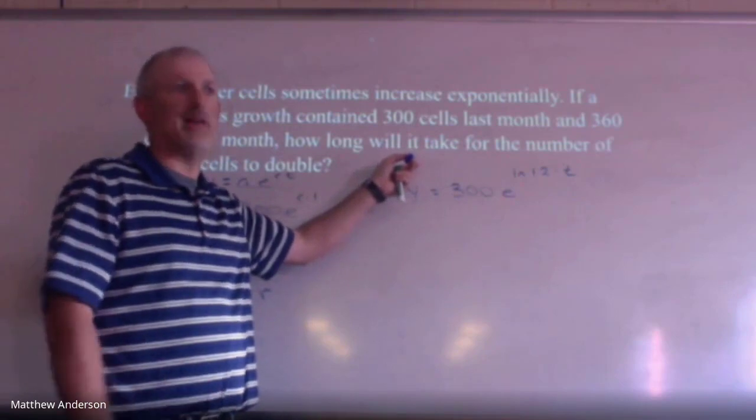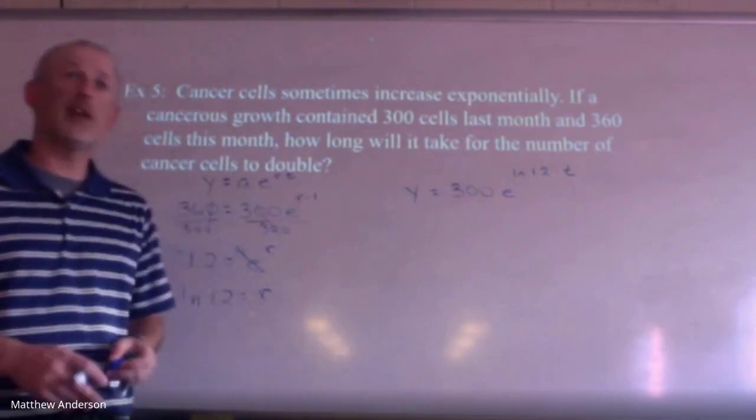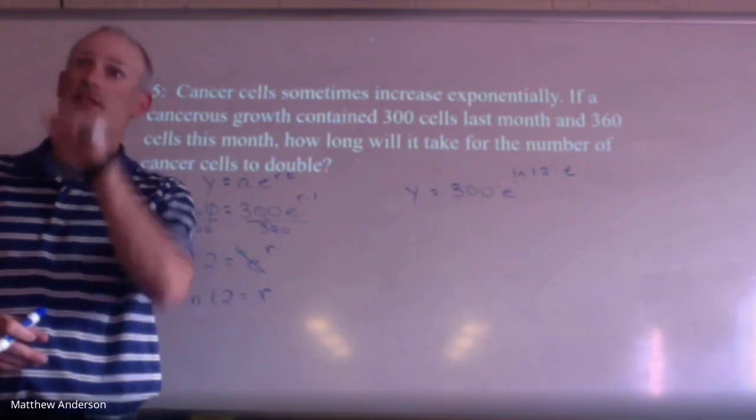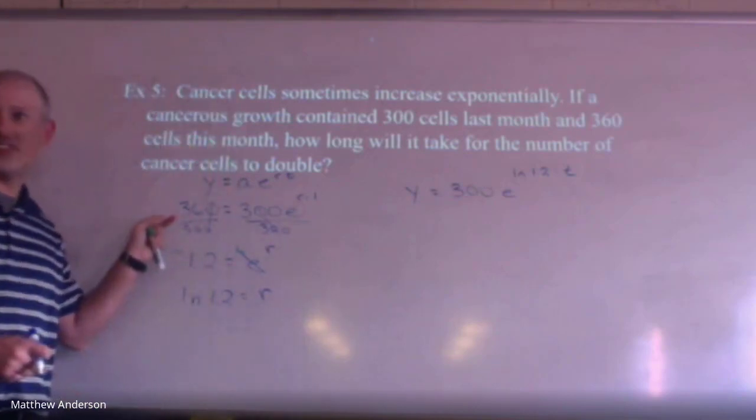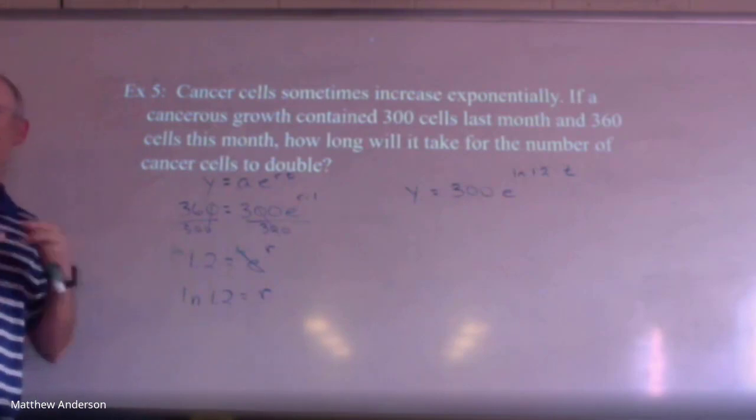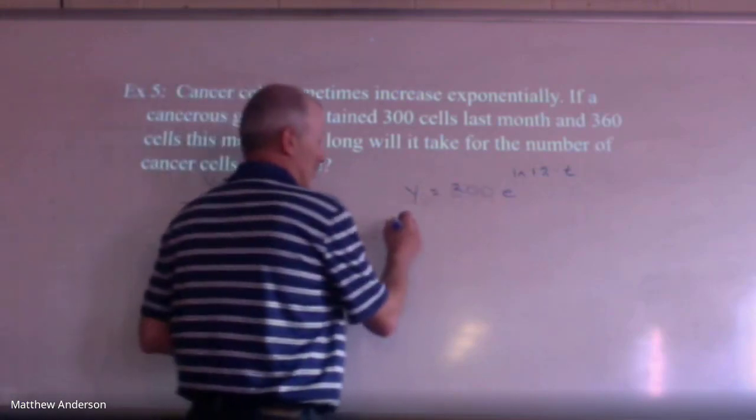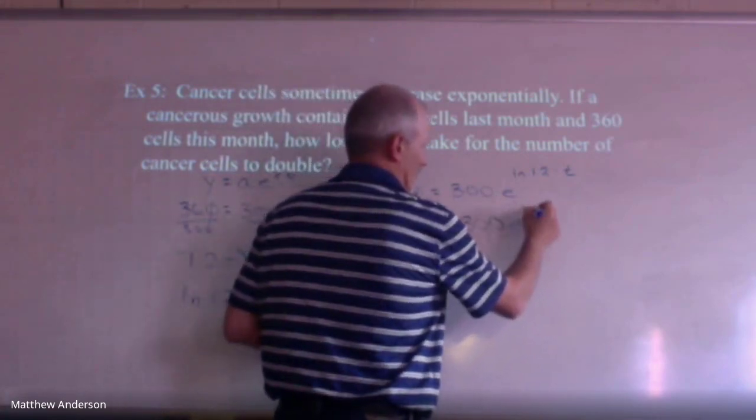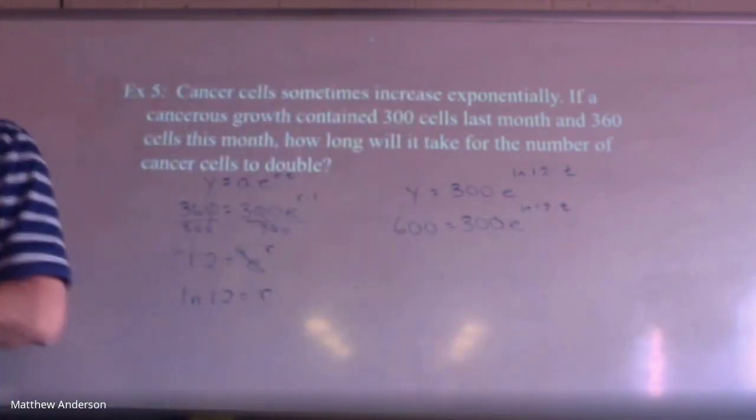How many months? It's the time, right? How long will it take for the number of cancer cells to double? And here's where you have to be careful. What was the starting amount of cancer cells? 300. If it doubles, what's the new amount going to be? 600. I have a lot of people that want to double this. That makes sense? And you actually can do it that way, but it makes it more complicated. So I would say just go with this. This is your starting amount. To double it, you're going to have 600. And we're trying to figure out what T is.